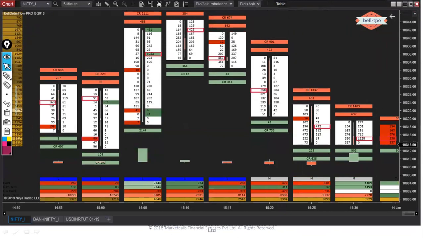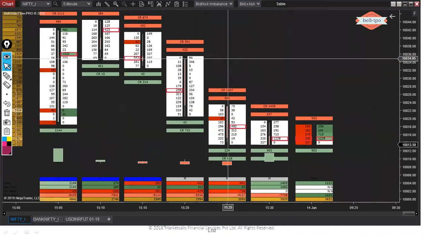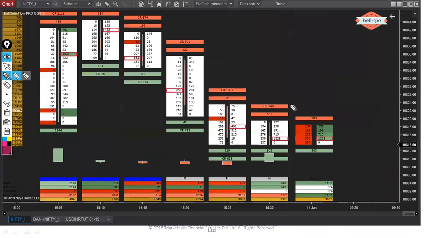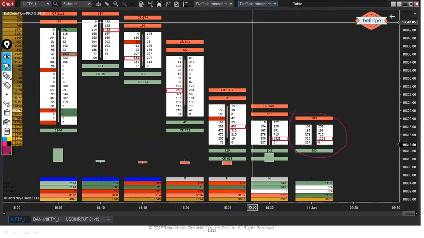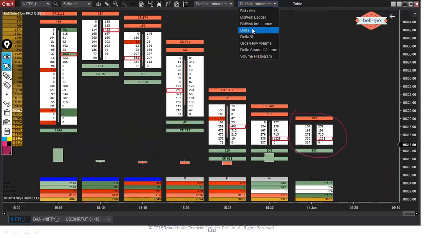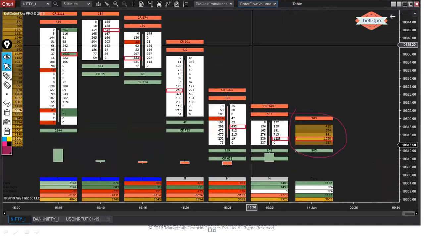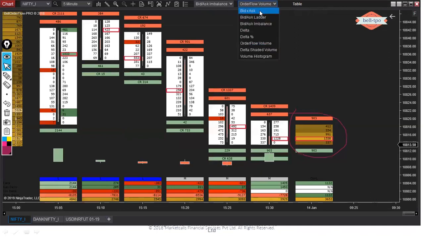Again, there are auction bar settings over here. The auction bar is the last, the recent bar. This bar we call an auction bar. By default, it will be in bid ask mode. But if you want to measure only bid ask imbalance, or see that as a delta, or see that in order flow volume, you can have a different representation for the auction bar alone.